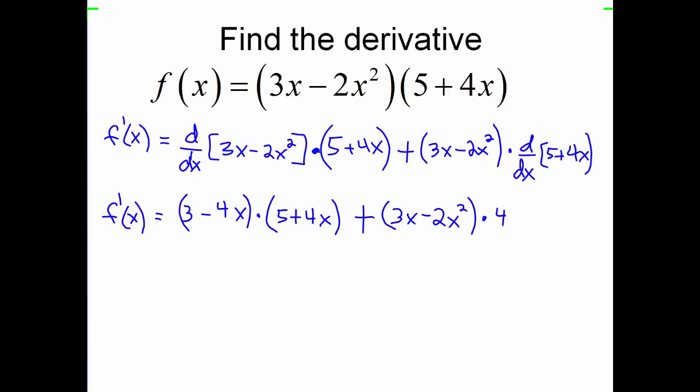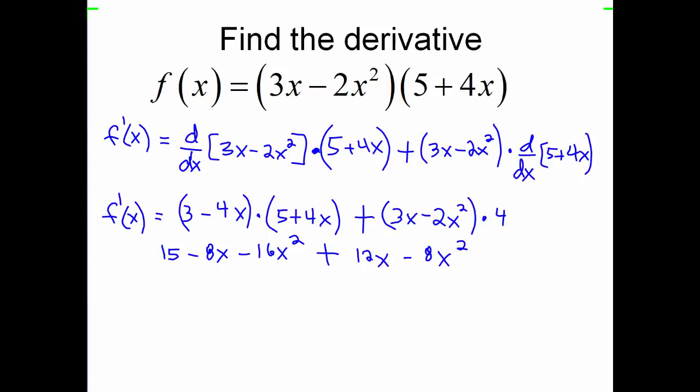Okay, and then let's FOIL over here. So 3 times 5, we get 15. 3 times positive 4x gives me positive 12x, negative 20x, so that'll give me negative 8x. And multiply there, that's going to give me negative 16x squared. Plus, over here, distribute the 4, we end up with 12x minus 8x squared.